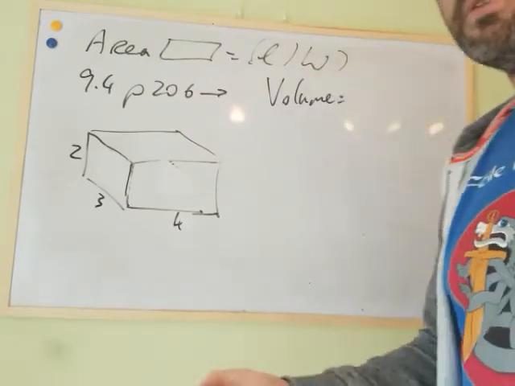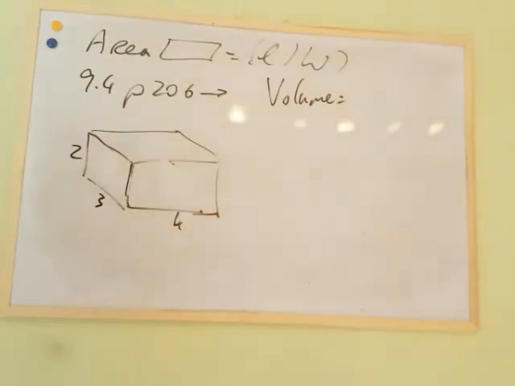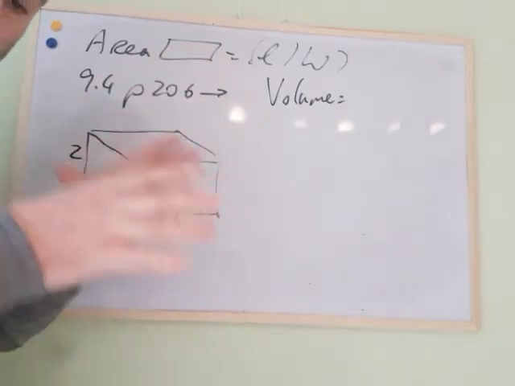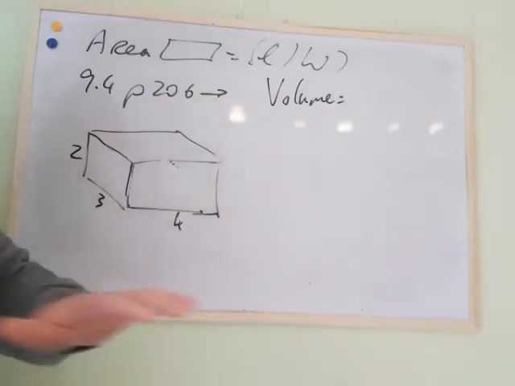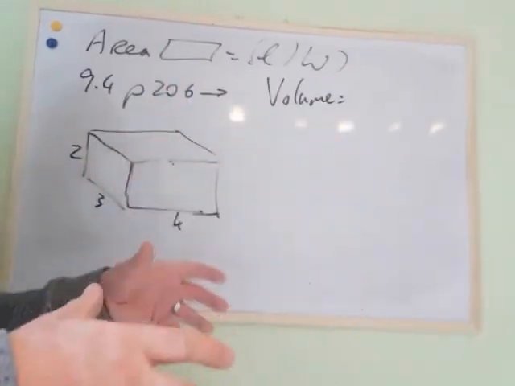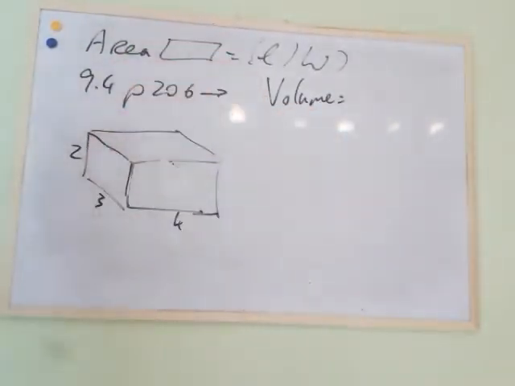Now, first of all, what does volume mean? Volume in maths is the name we give for how much space an object takes up. That's what volume is. So how much space does the object take up? That's what volume means. So physical amount of space. Area is how much space it covers, 2D. Volume is 3D. How much space in space it occupies.